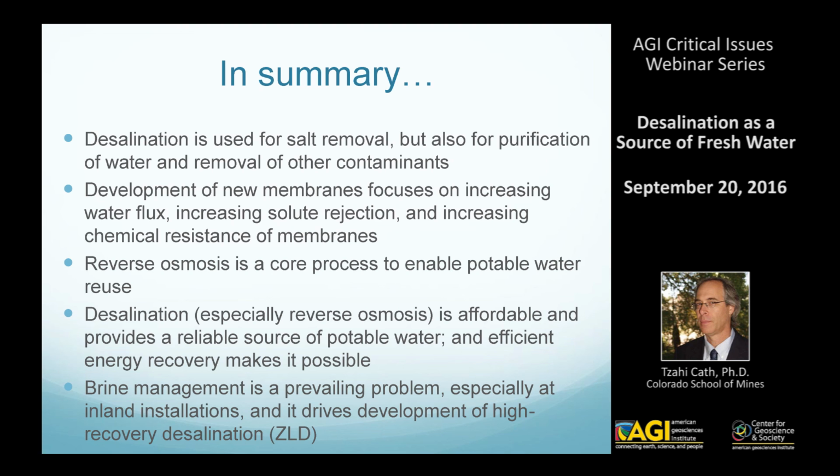Desalination is becoming very affordable at 50 cents per cubic meter. It's not cheap, but it's not too expensive, and energy efficiency and better membranes are important factors that enable it. And brine management is an important issue, especially at inland installations, where you have to do something with the brine, and that drives a lot of research and development in this area.